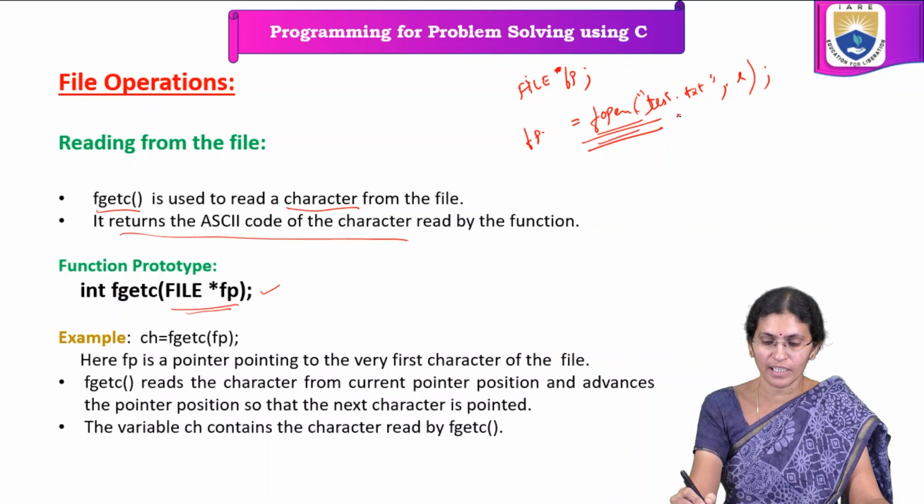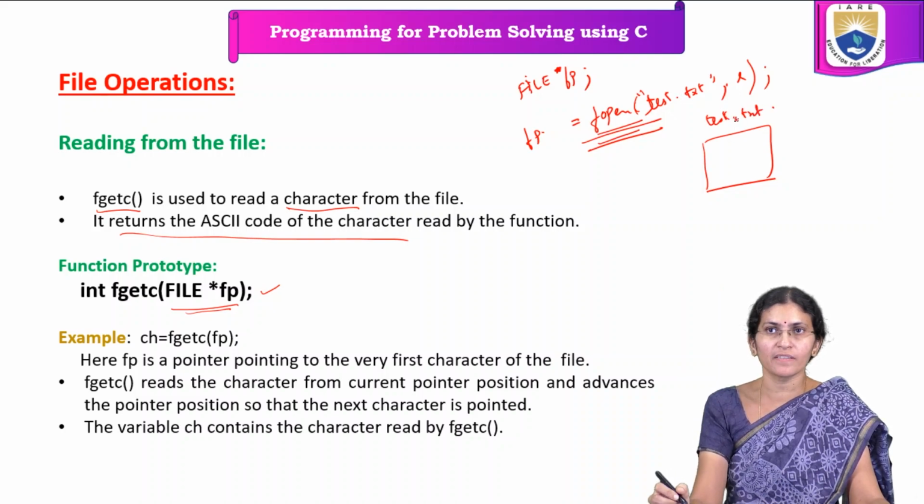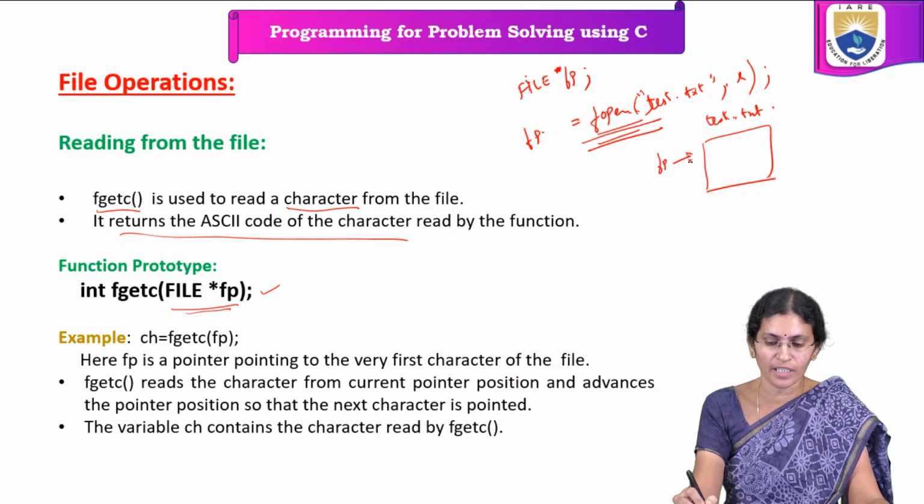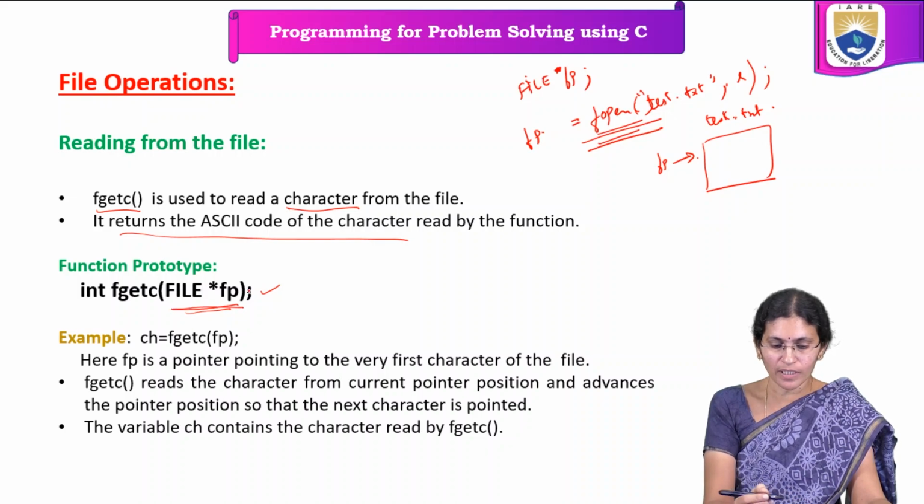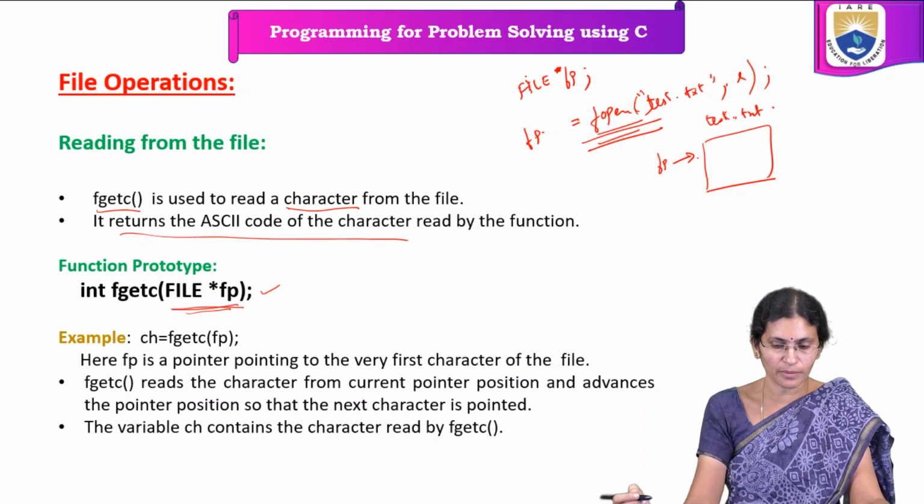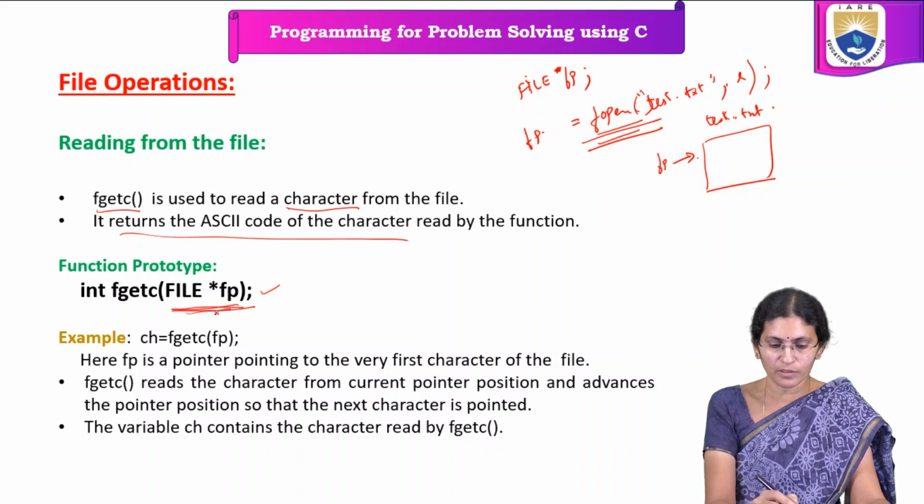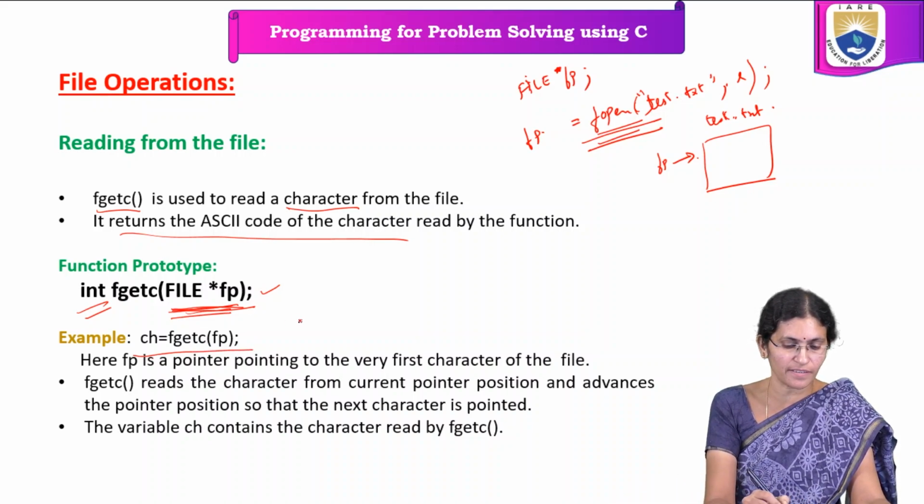Whenever you open the file test.txt, if it is opened successfully, then fp will point to the starting address of this text file. It takes one argument. In order to read a character from the file, this is the input we have to give: the file pointer. Next, it returns an integer. For example, consider ch = fgetc(fp), where ch is a character.